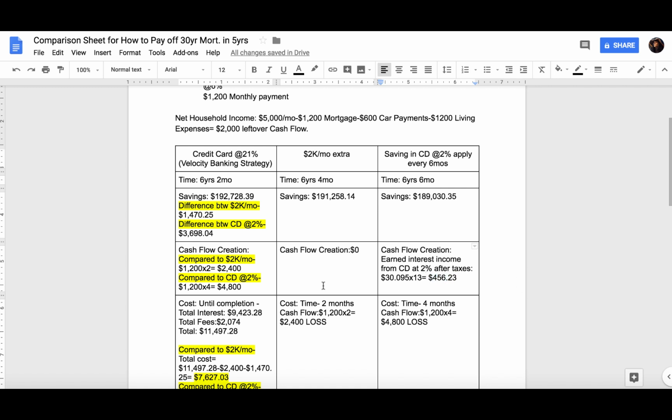Oh yes, going back to the cost, there is a cost to using your own money, because compared to this strategy, you're losing 2 months time and you're losing this much in potential cash flow. Same with using a savings account, you're losing 4 months of time and you're losing this much in potential cash flow.